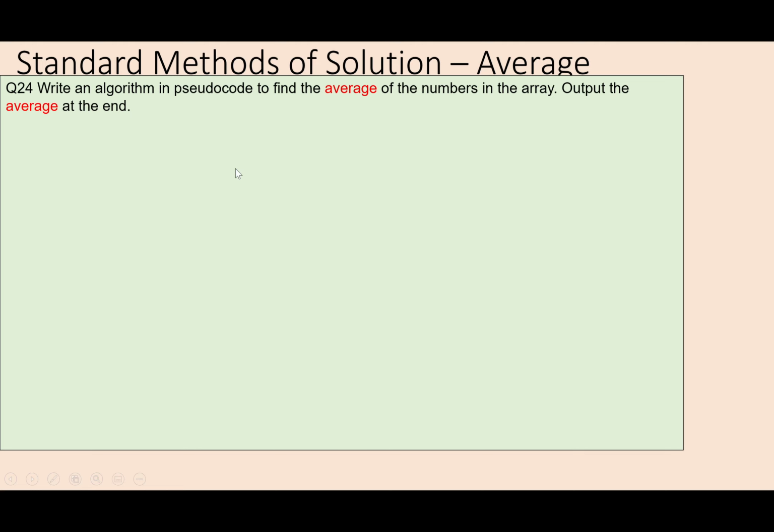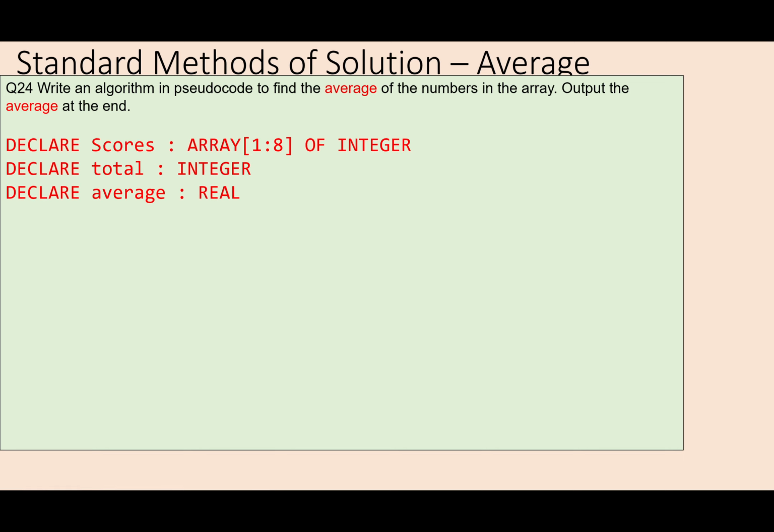Write an algorithm in pseudocode to find the average of the numbers in the array. Output the average at the end. So let's get you started with declaring the array and some variables, and giving you the array itself. Notice when you're declaring average, we need to set that as a real data type, because to work out an average you're dividing the total by the number of numbers, and when you divide two numbers together you automatically introduce a fractional component or a decimal point. So it's going to be a real number, or a number with a decimal point.